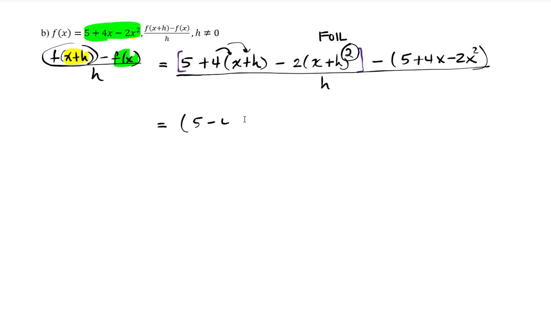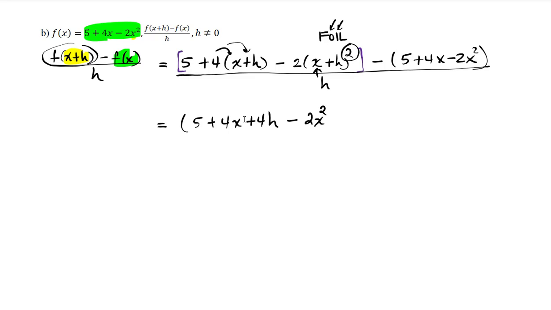Here we have 5 plus 4x plus 4h minus, now if we FOIL, the first term times the first is going to give us an x squared, times the negative 2. So that would be negative 2x squared.